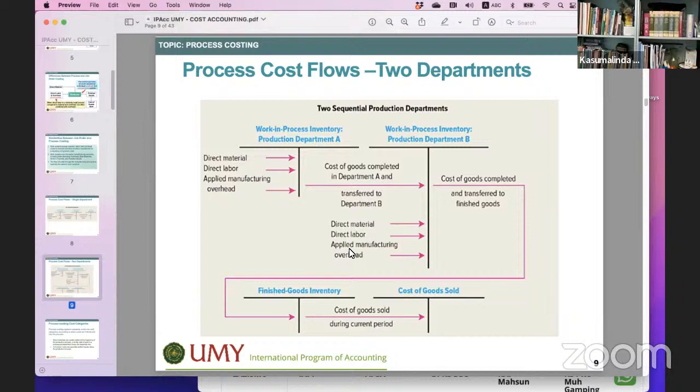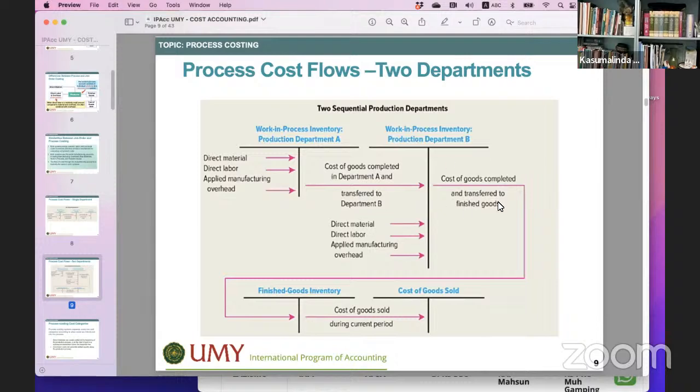another 3 components here: direct material, direct labor, and overhead. So meaning that in Department B, they will incur their own direct material cost, direct labor cost, and overhead cost. And on top of that, they also have costs that are transferred from Department A, which we call transferred in cost. Okay, we will see the production report later.